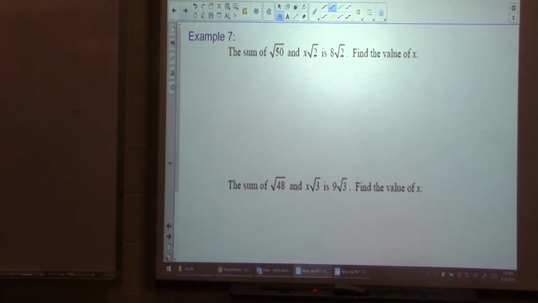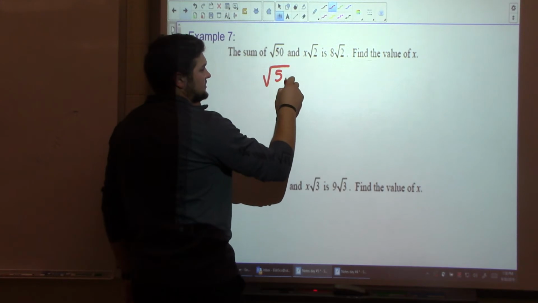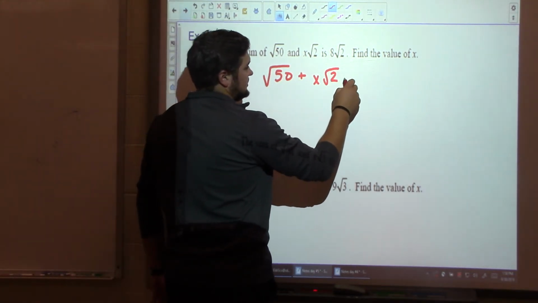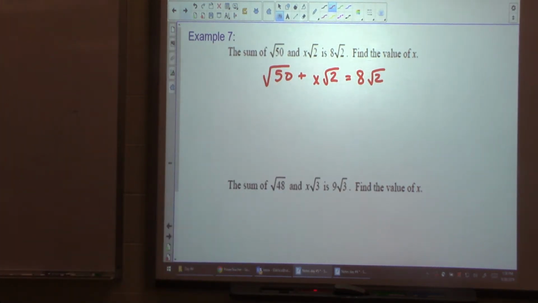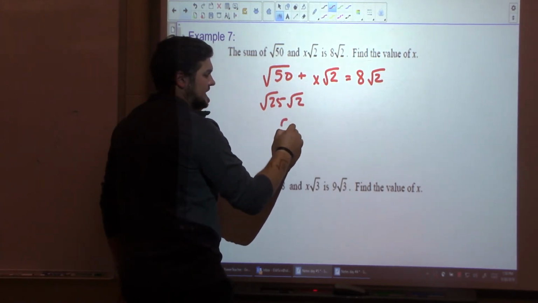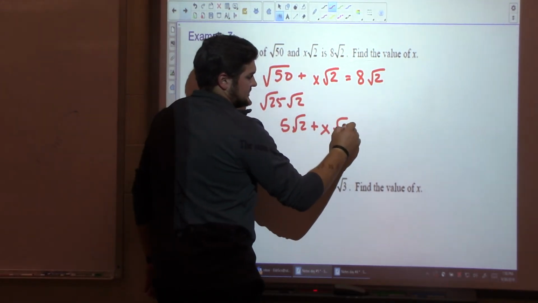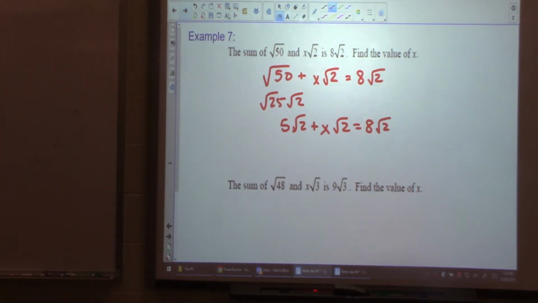The sum of square root of 50 and x square root of 2 is 8 square root of 2. Find x. Well, the sum means I'm adding, so square root of 50 plus x square root of 2 equals 8 square root of 2. I can't add 50 and 2. What do I do? Simplify 50. I can take the square root of 25 times the square root of 2, which is 5 square root of 2, plus x square root of 2 equals 8 square root of 2. So 5 plus x gives us 8.